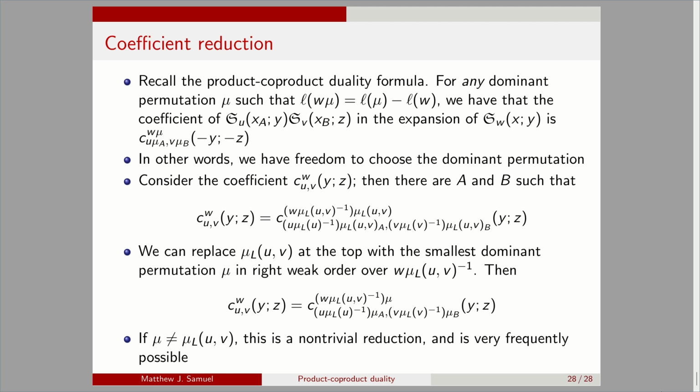So we have this dominant permutation on top, mu L of u and v. Sometimes, and actually very often, we can replace this with a smaller dominant permutation to obtain a non-trivial reduction of the coefficient. And this is very useful when you're trying to test formulas, where reduction allows you to rule out a case.